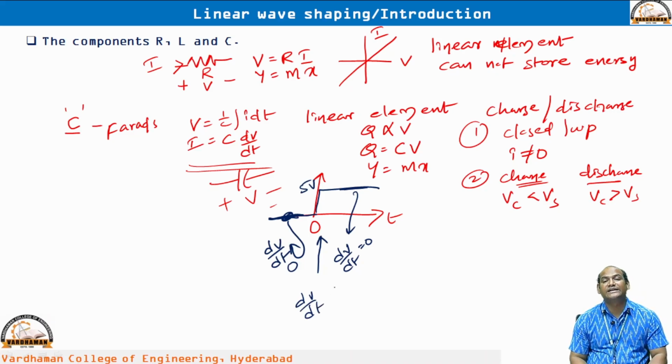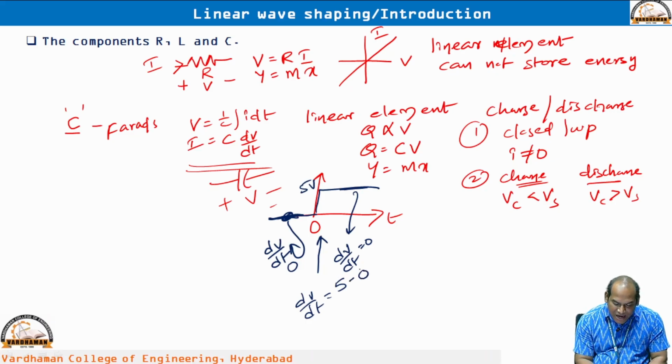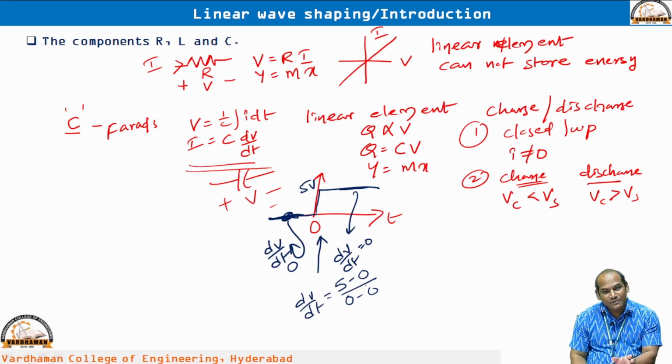Why am I concentrating at t is equal to 0? My intention is to see the behavior of the capacitor at a discontinuity, because in this signal representation the discontinuity is only at t is equal to 0. So I am calculating dV by dt at t is equal to 0. dV by dt means the change in voltage, from 0 volts to 5 volts. After the discontinuity I have 5 and before the discontinuity I have 0. This change from 0 to 5 happened at t is equal to 0 only. So 0 minus 0 we have to take for time; there is no time duration.